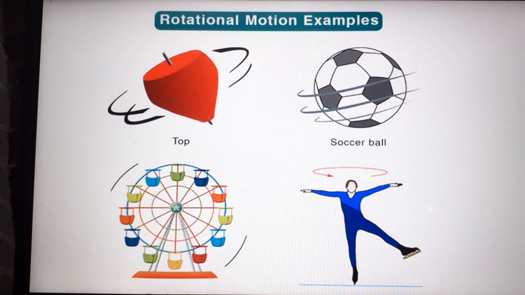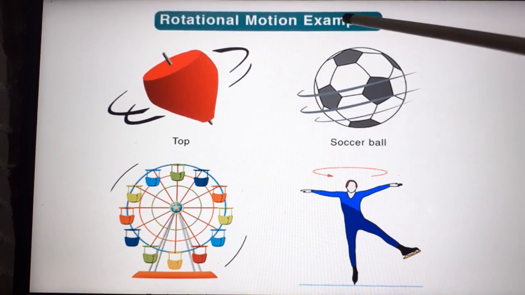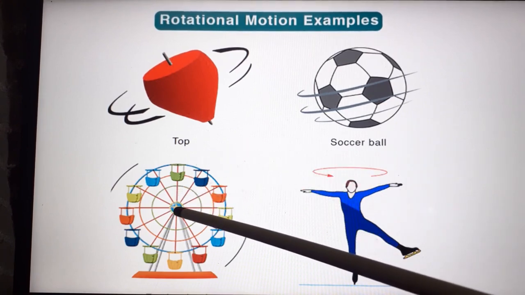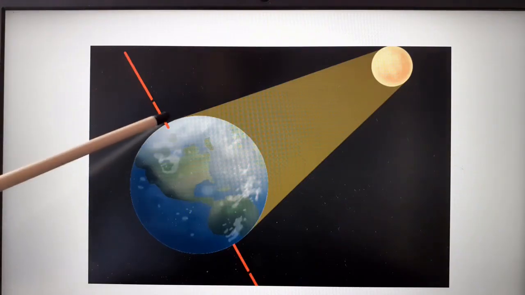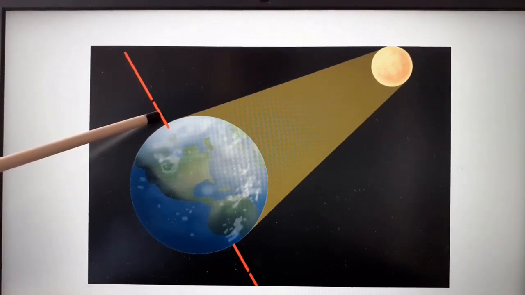Now let's see certain examples of rotational motion. In this case, this is the fixed axis about which it is rotating. In this case, there is an imaginary axis about which it is going to perform rotational motion. Here in the case of the merry-go-round, here is the fixed point. In this case, this is going to be the fixed point about which he will perform rotational motion. Right? Next example is Earth, rotating about an imaginary axis passing through its center.